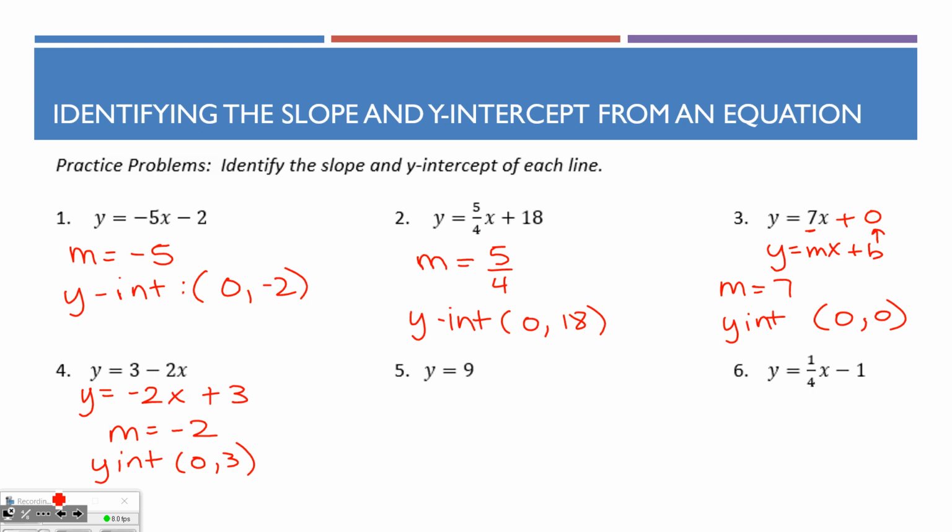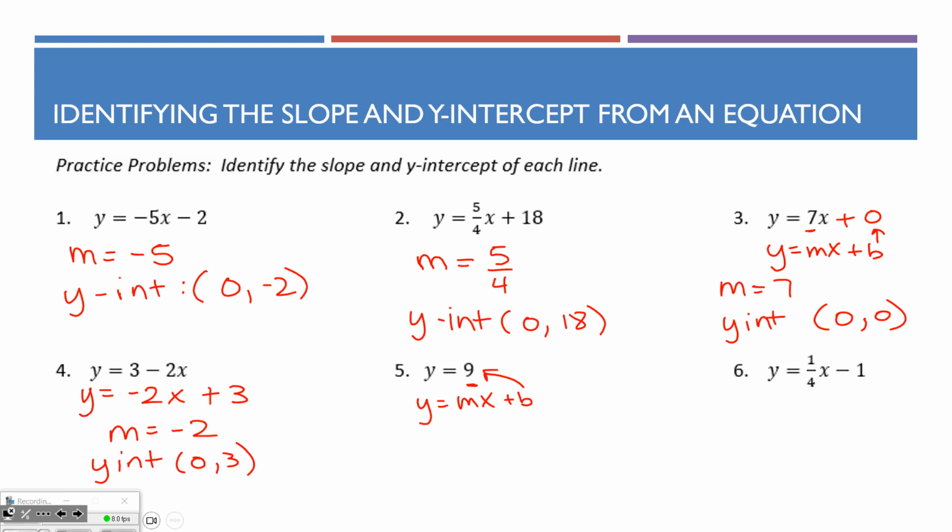All right, number 5 is another tricky one, kind of like number 3, but let's talk about number 5. Think about what's missing. In this case, I have this 9. It doesn't have an x with it. It's not the x term. This is the constant term. So if I think about y equals mx plus b, this is my b. The 9 is my b. What's missing is the mx.